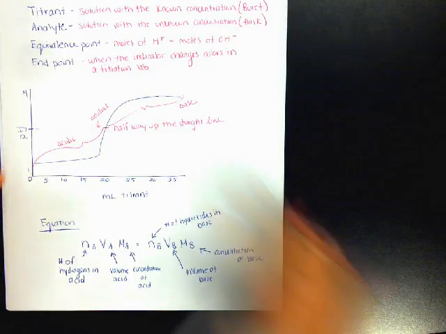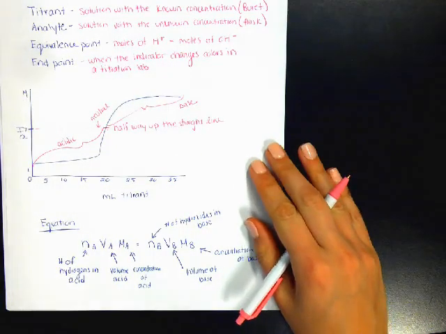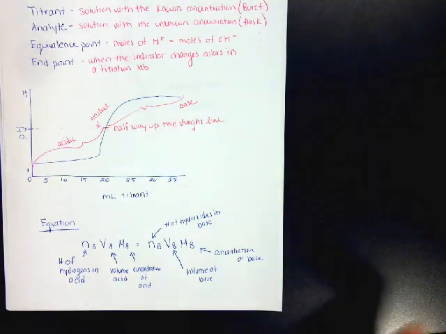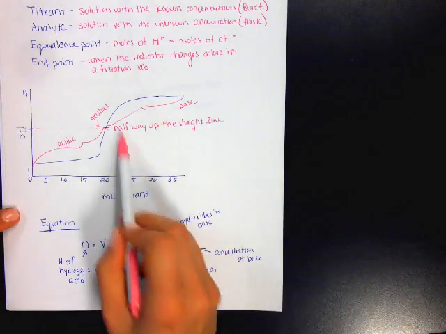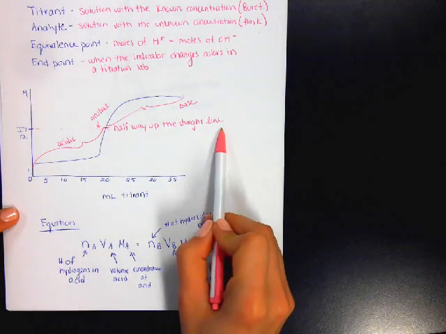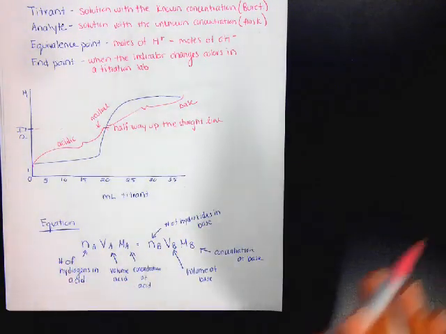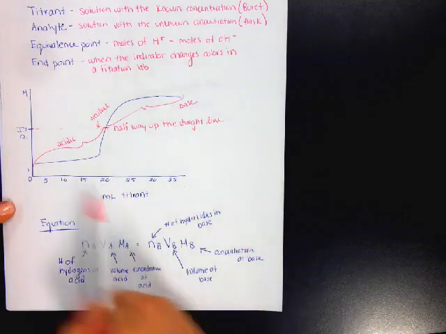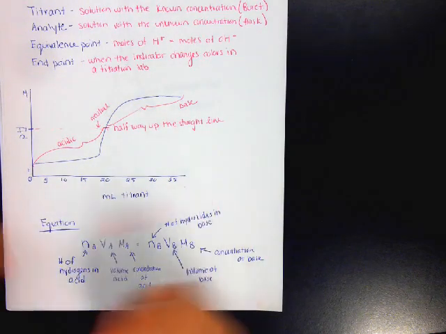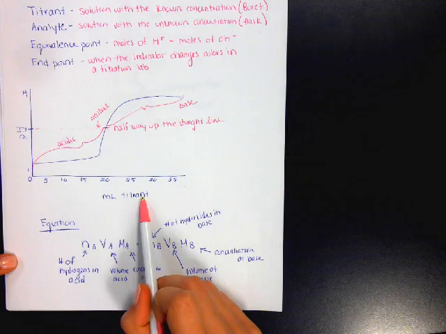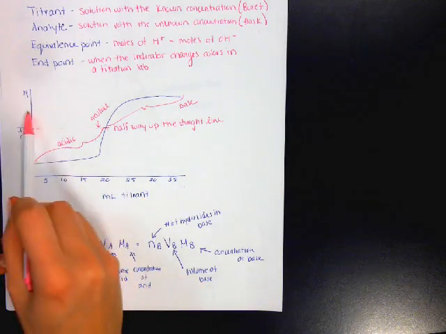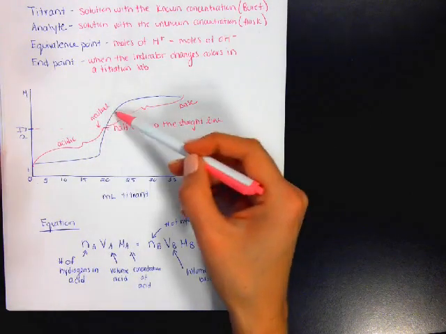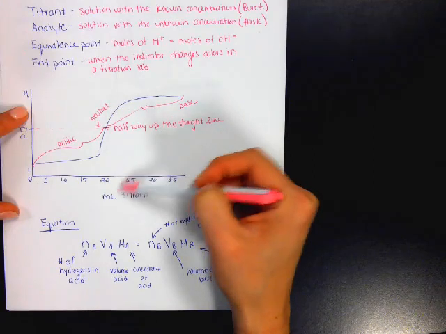So I can ask you questions about this graph, and a lot of it's just going to be reading the graph. So where is your equivalence point? It's halfway up the straight line. Where is your acid? Where is your base? Where is it neutral? Maybe how much titrant is needed to get the pH to be about 12. So you'd go over to 12 and go down and figure out your volume.